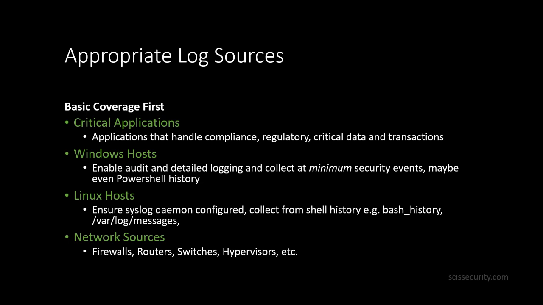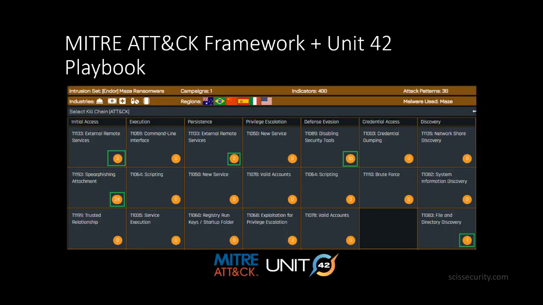Network sources, right? Firewalls, routers, switches, hypervisors, etc. Everything else that can give you that north to south kind of visibility mix, right? So edge to the inner circle to your trusted zones of your networks, all that should be covered wherever possible at the absolute minimum. So, how to use this top-down method. Let's think about our MITRE ATT&CK framework.